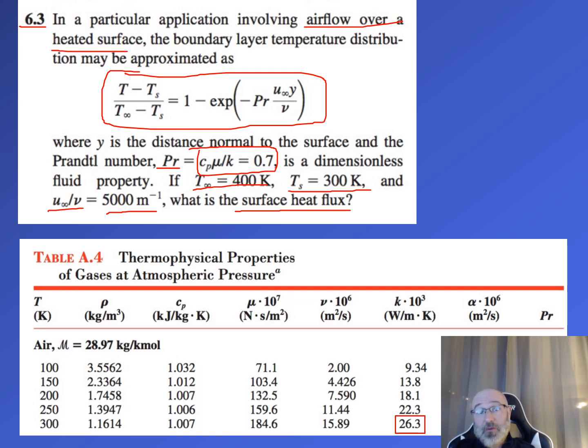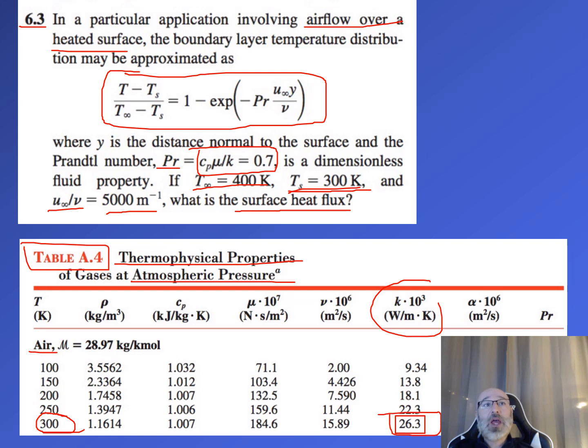A thing to note before we get into solving this problem, we can get some of these thermophysical properties from our table A4 based upon the temperature that they give us. This is the thermophysical properties of gases at atmospheric pressure. We can go down here for air to a temperature of 300 that they gave us, and we can find our k value right here. So we can utilize this table A4 as we go through the solution to this problem.